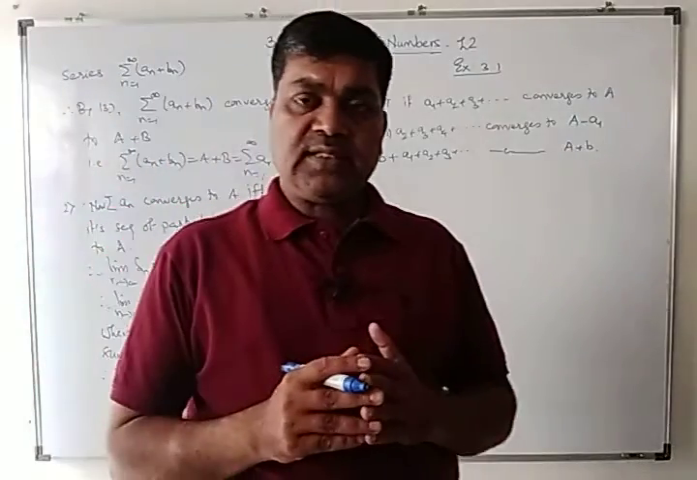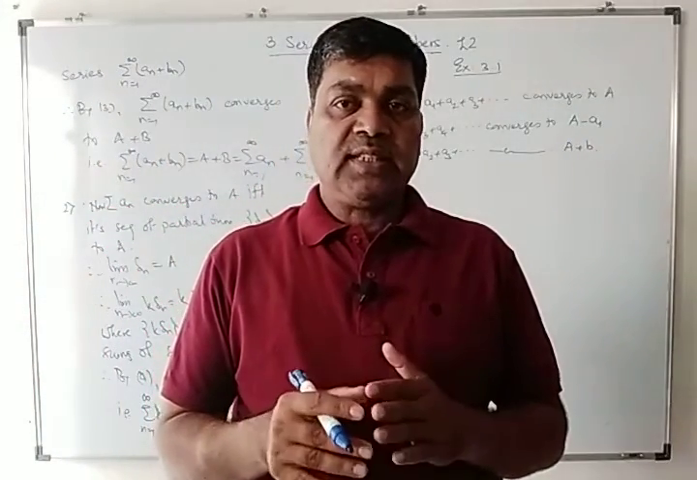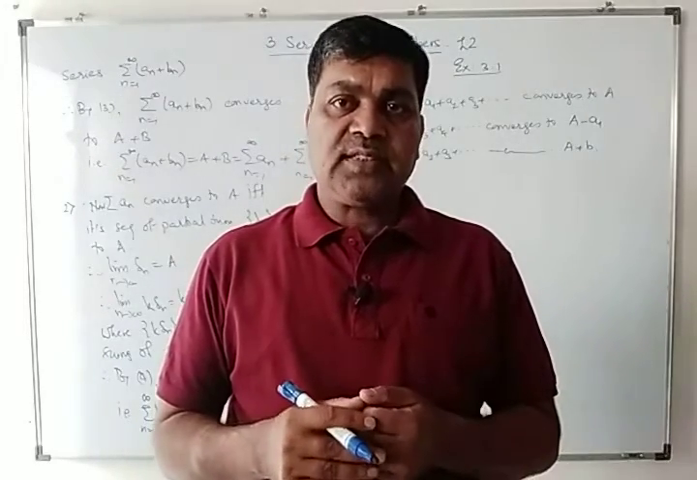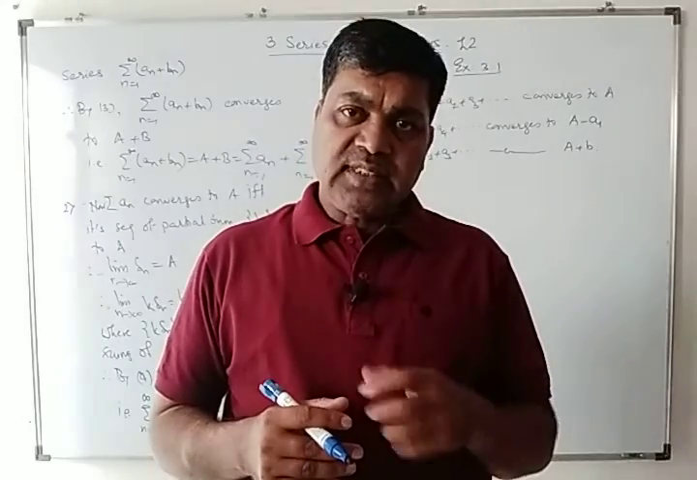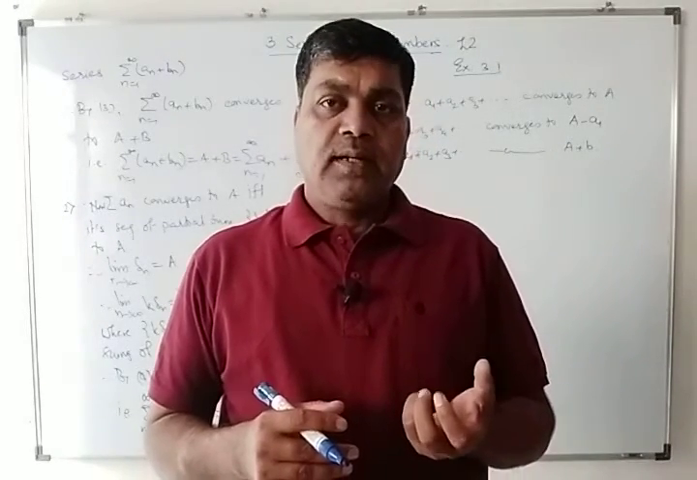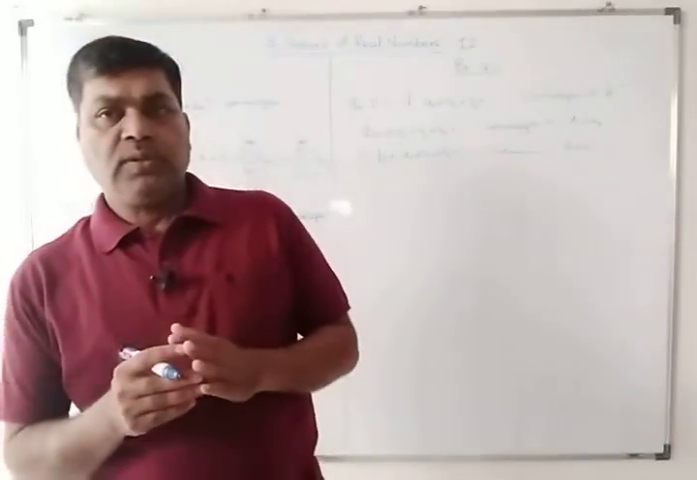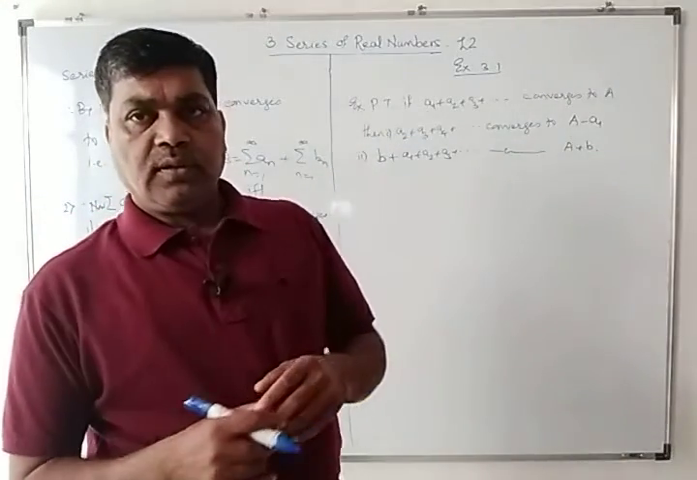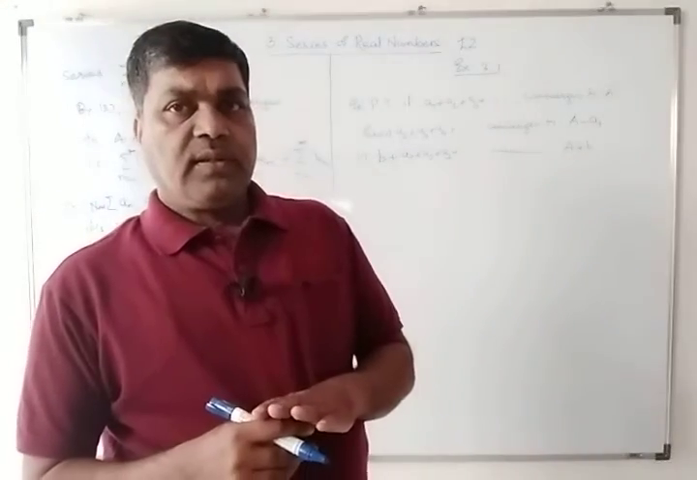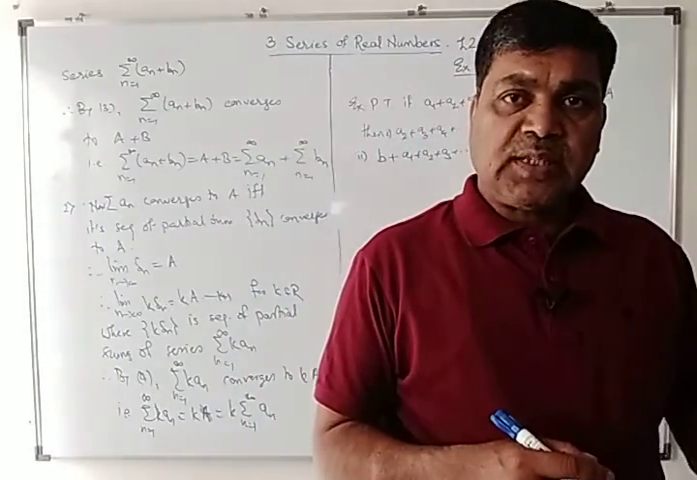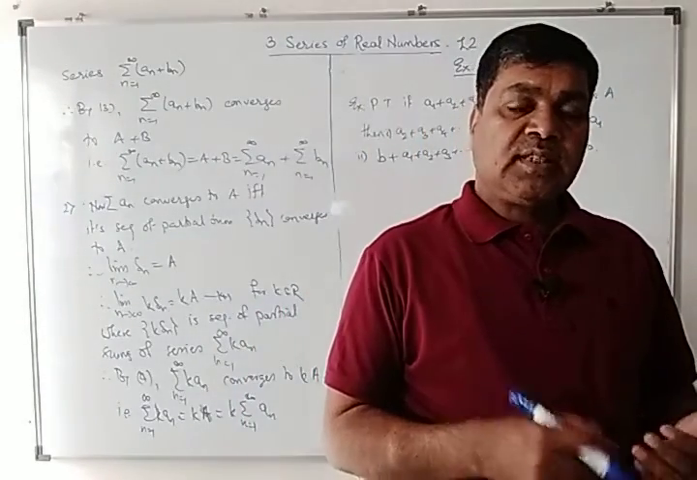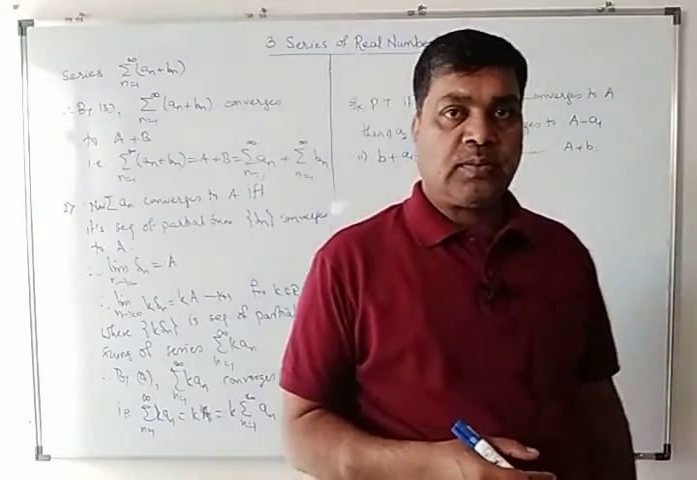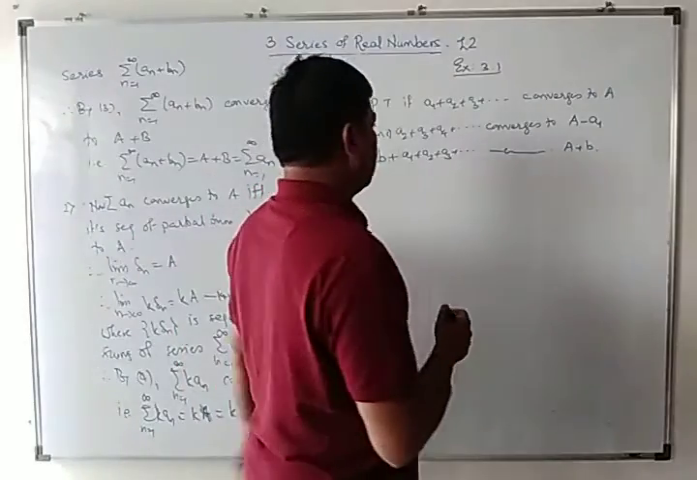So in a given convergent series, if you delete a few terms of that series, then the resulting series is also convergent and it converges to the original sum minus the sum of the deleted terms. In addition, in a convergent series, if you insert a few terms, then the sum of that convergent series will be increased by the sum of the added terms. This is the meaning of this result.